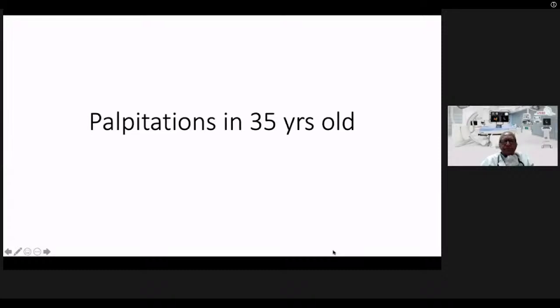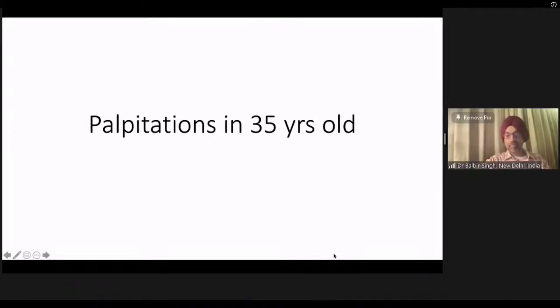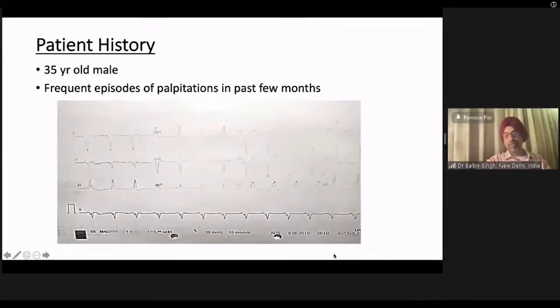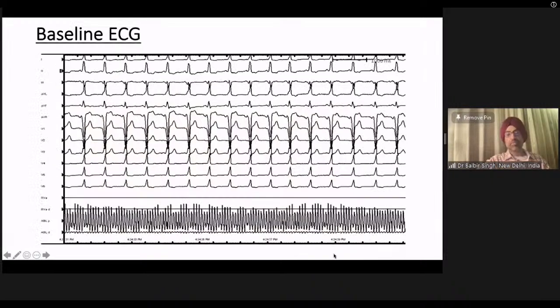Okay, so this is a young individual with a history of palpitations, and this is the ECG. It's not very clear, but frequent episodes in the last few months, and I'll show you the better ECG. This is in the lab. So this is the ECG that we have. Obviously, we understand that there is a delta wave. There's a short PR interval. So I will leave it at that and pose a question as to where this pathway is likely to be.